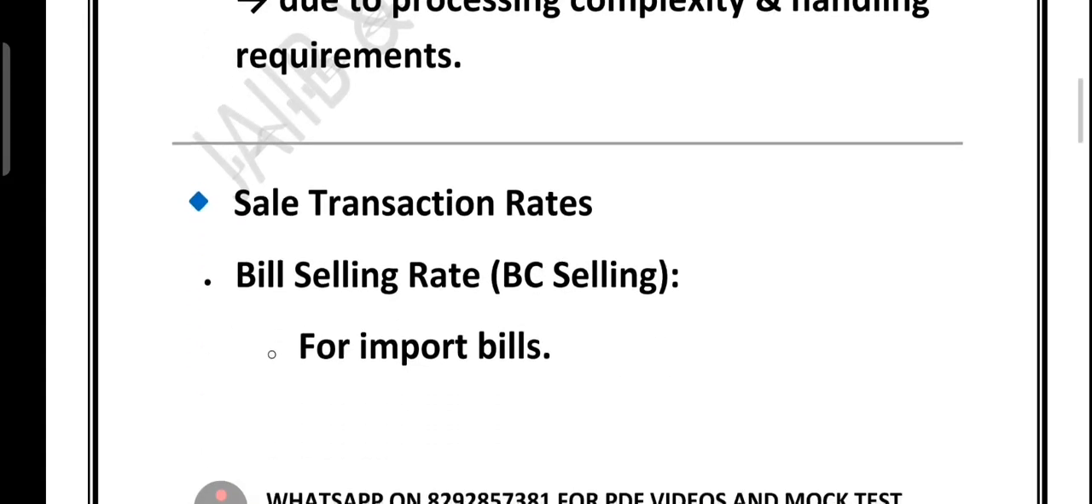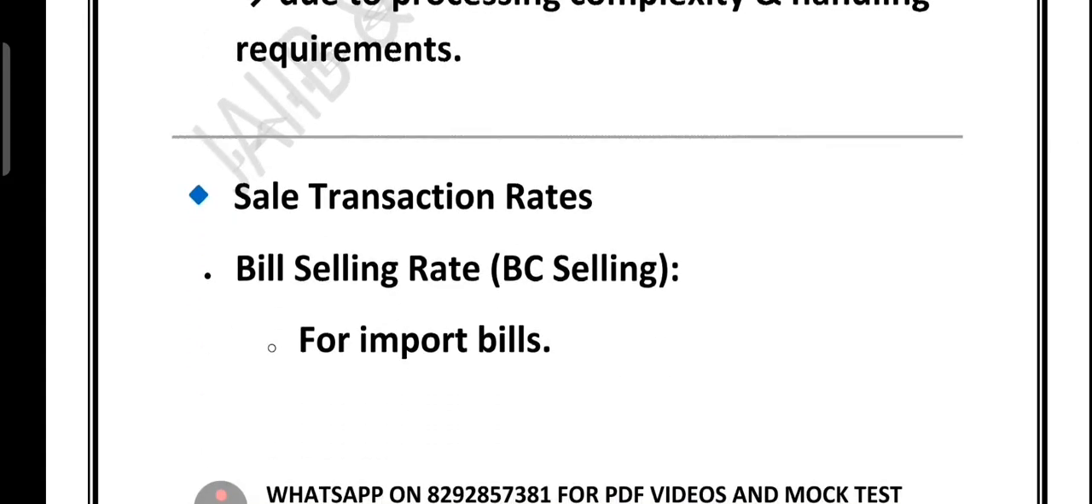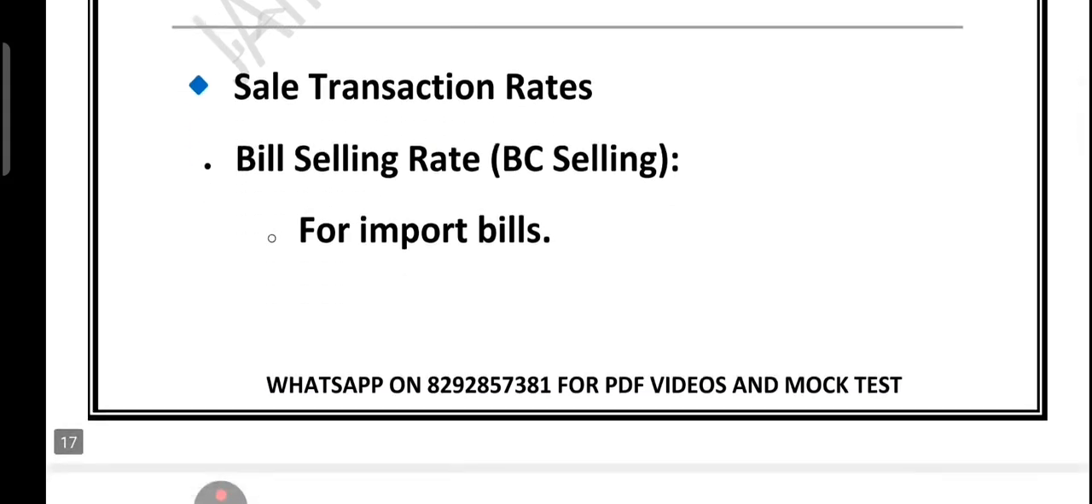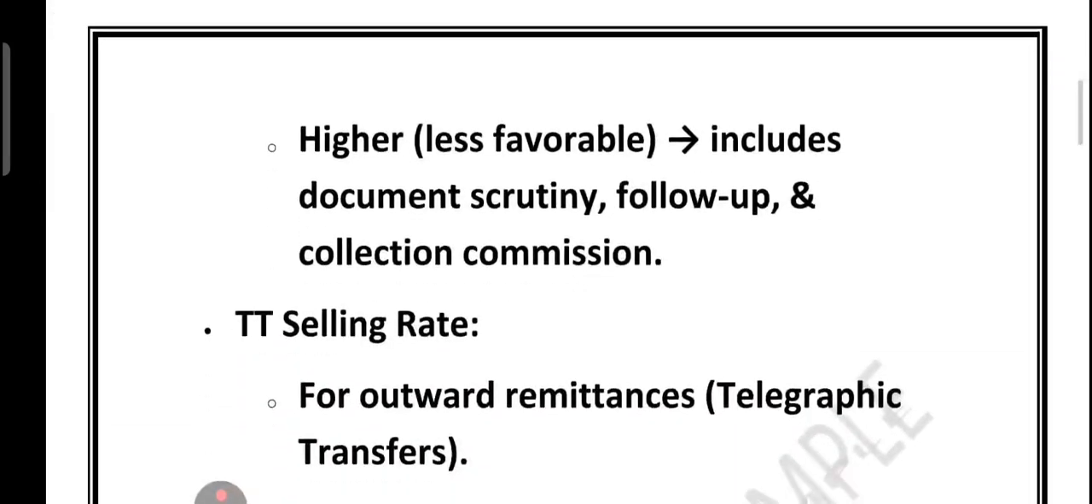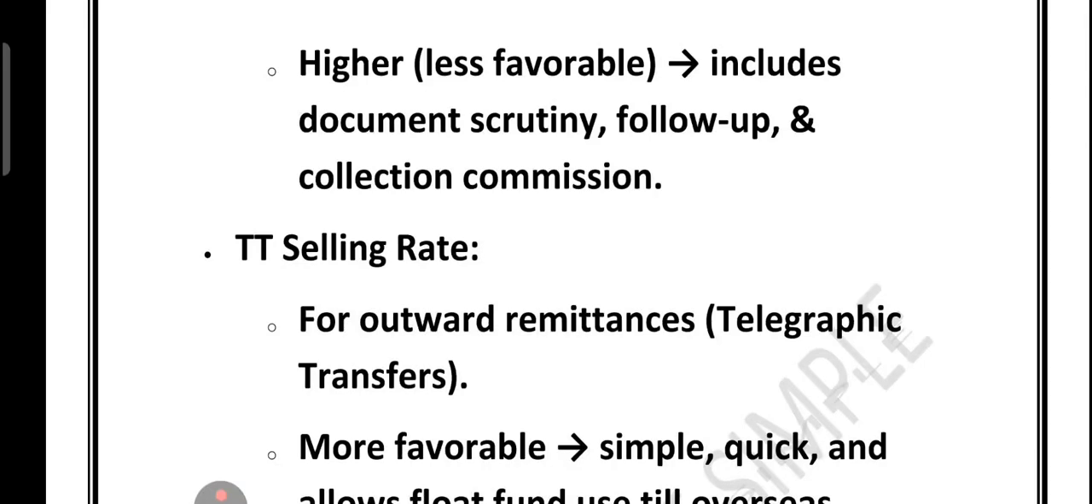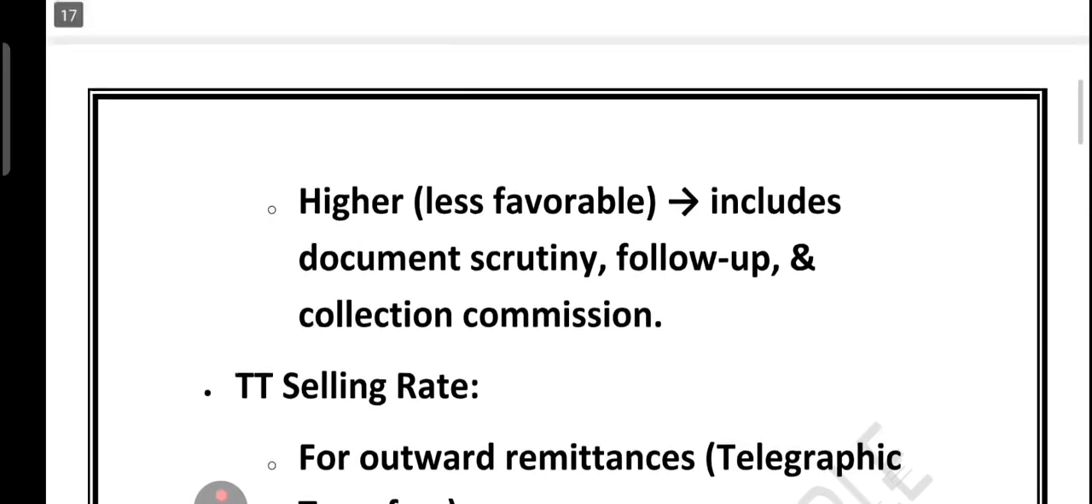For example, suppose you are sending money abroad through a telegraphic transfer, TT. It's quite quick and simple. But handling an import or export bill involves checking documents, following up and collecting payment. So the rate offered by the bank will obviously differ. In short, the more complex the process is, the less favorable the rate for the customer.